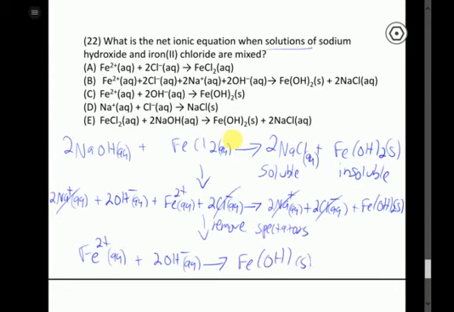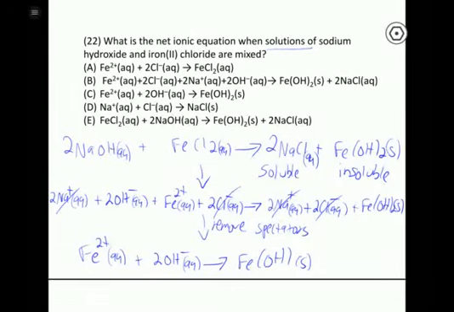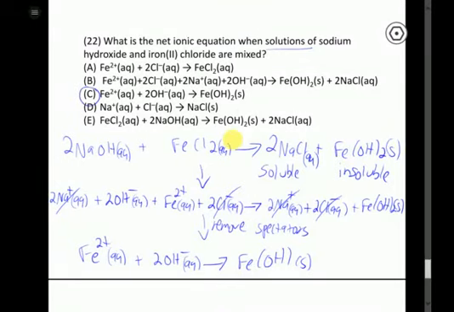So when you're doing a precipitation reaction, the net ionic equation only has the ions that combine to make your insoluble product. And that's going to be this case here. So the one that matches that is choice C up here.